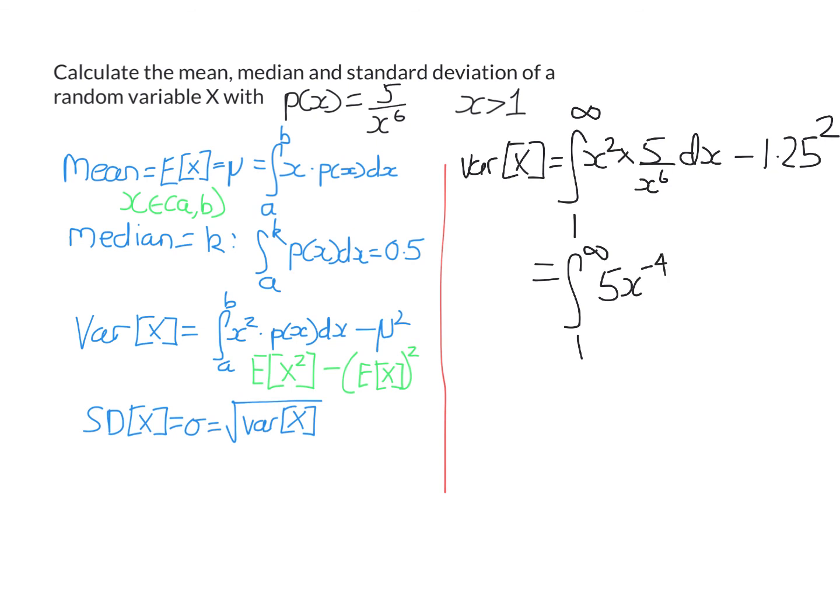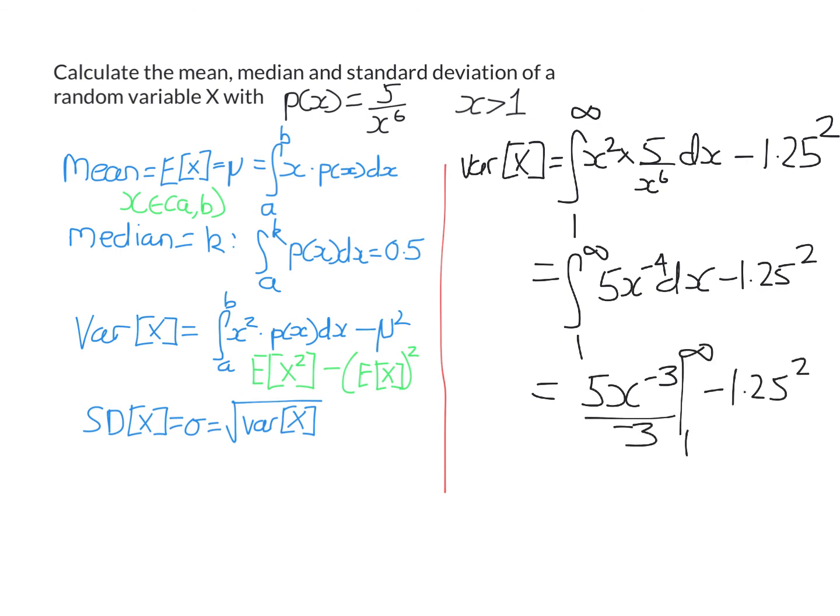So we're integrating 5x to the power of minus 4. So we're going to use the same rule we've used heaps of times. We're going to increase the power by 1 and divide by that new power. So making this easier to work with, again, this will be minus 5 over 3x cubed between 1 and infinity. So when I substitute infinity into this expression here, once again, I get 0. When I substitute x equals 1 into here, I get minus 5 over 3.